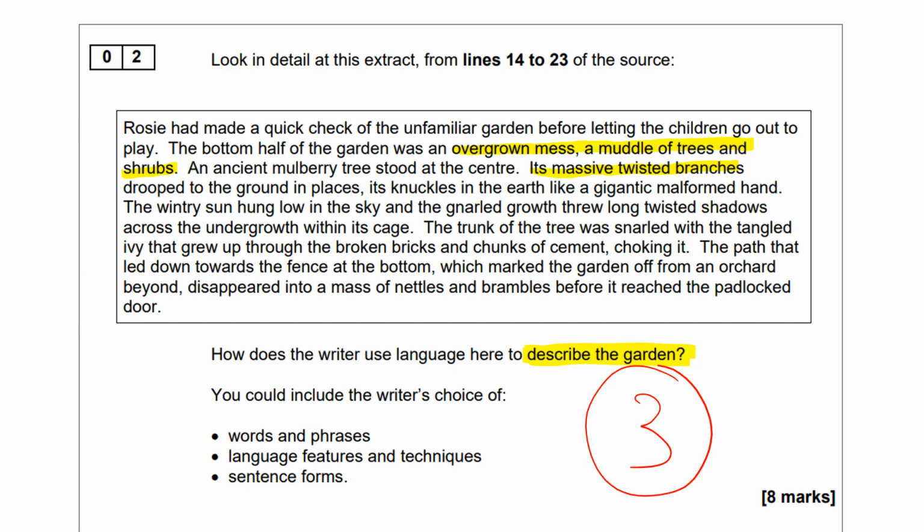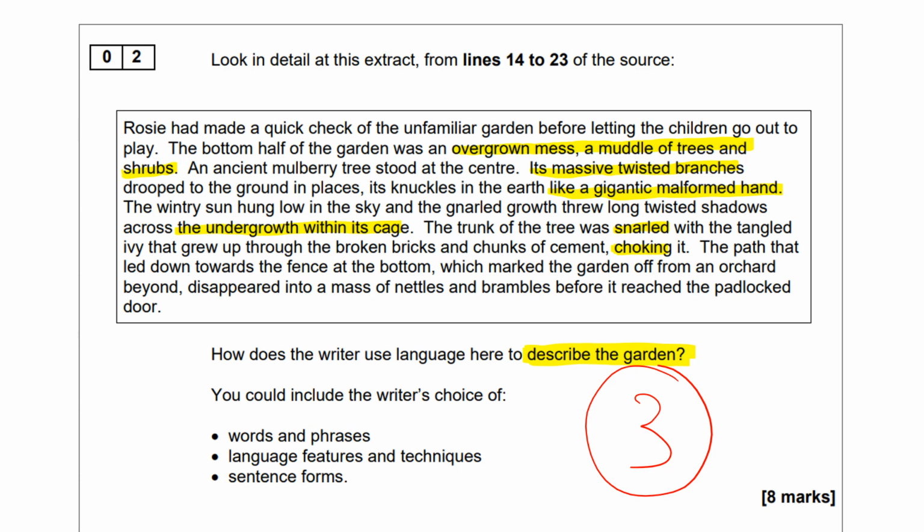I would also talk about this here, which is a simile. Like a gigantic malformed hand. I would also unpick the undergrowth within its cage, and that is a metaphor. It kind of suggests that it is like imprisoned. It has imprisoned the rest of the garden. There's some quite violent verbs here, like snarled and choking.